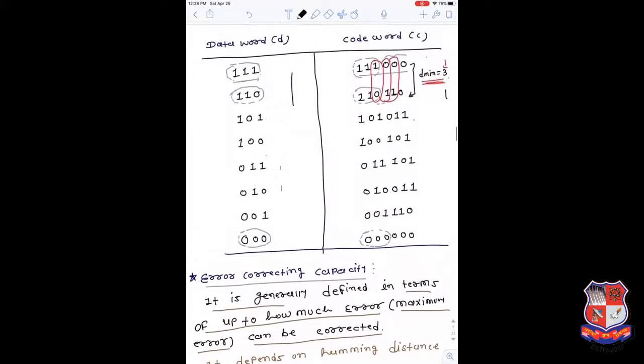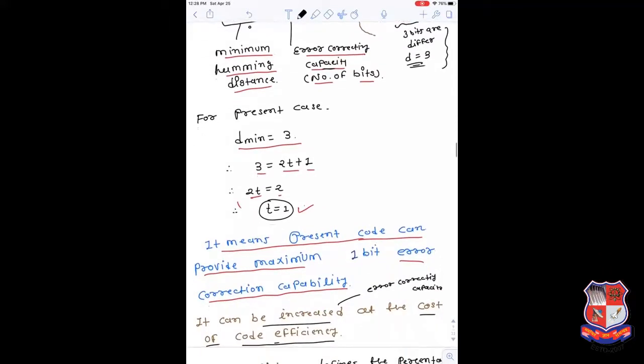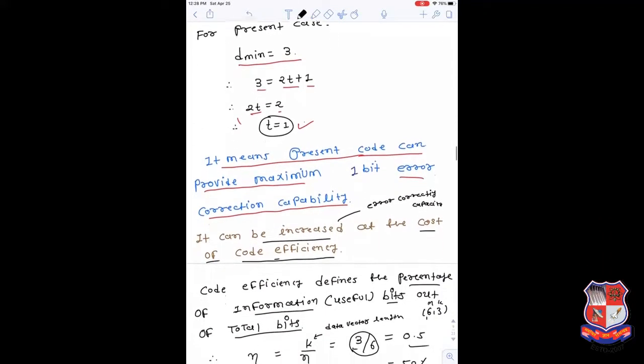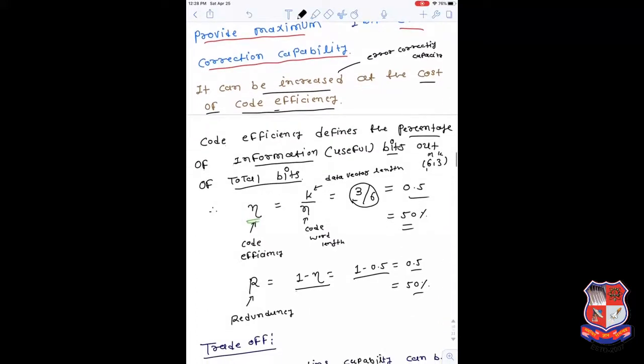So in this case there are 3, then if you put 3 we are getting the value of t equal to 1. So 1 bit error correction is possible by using this kind of linear block code (6,3). If you want better error correcting capability, then we have to increase the check bits, M should be increased. But if M is increased, then the code efficiency can be highly affected.